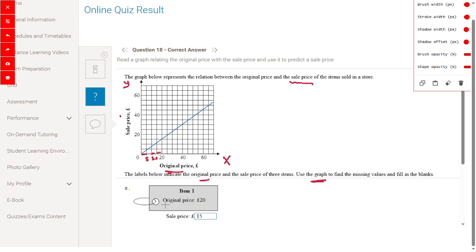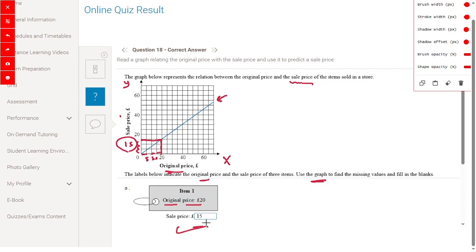Now here he's saying, for example, the original price is 20. So to get the sale price when the original price is 20, all we do is go to 20. We'll draw a vertical line until we match the line of the relation between the original price and selling price. Then we will go to the other side to get y. Now here, y will be, this is 5, 10, 15. So the answer here will be 15.